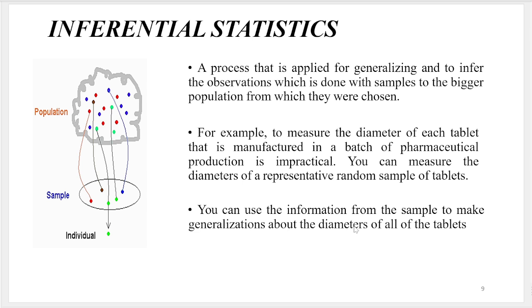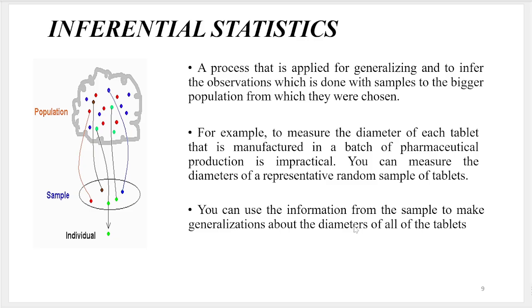Inferential statistics. In real life, it is often impossible to study every single individual in a population. So instead, we study a sample and then use statistics to make conclusions about the whole population. This process is called inferential statistics.